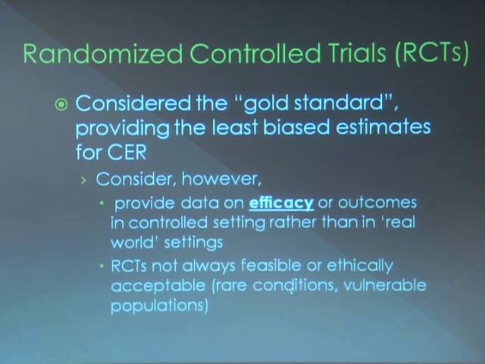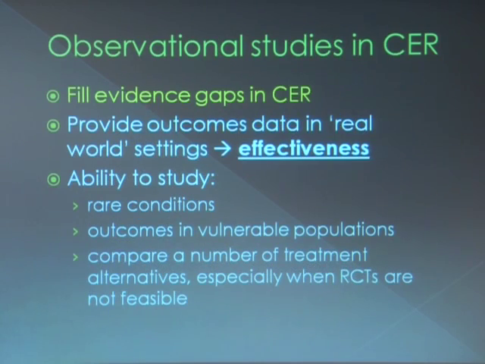Sometimes you would have rare conditions, and so it's very hard to have adequate accrual. You have vulnerable populations, and it's ethically not feasible to have RCTs. I would mention here, for example, pregnant women and in some cases, children as well. And so this is where observational studies can fill some important gaps.